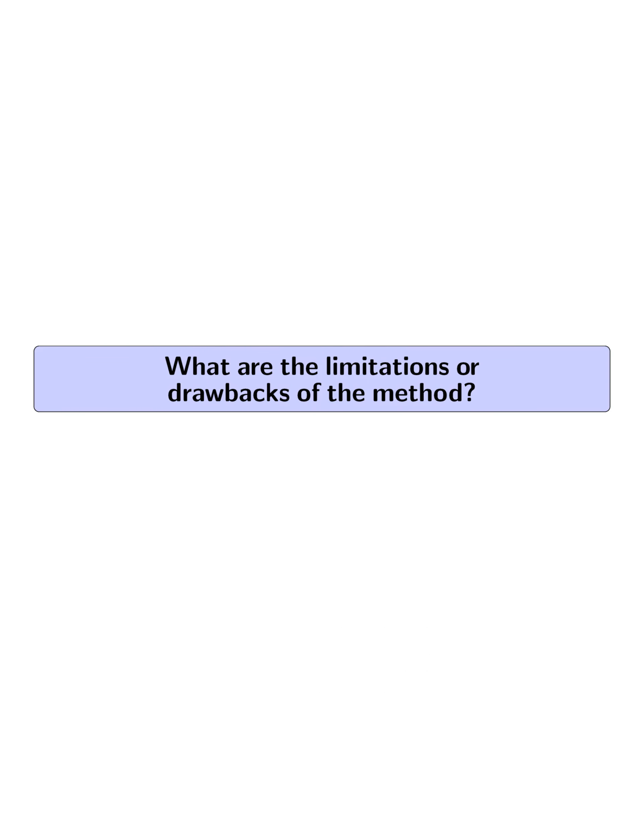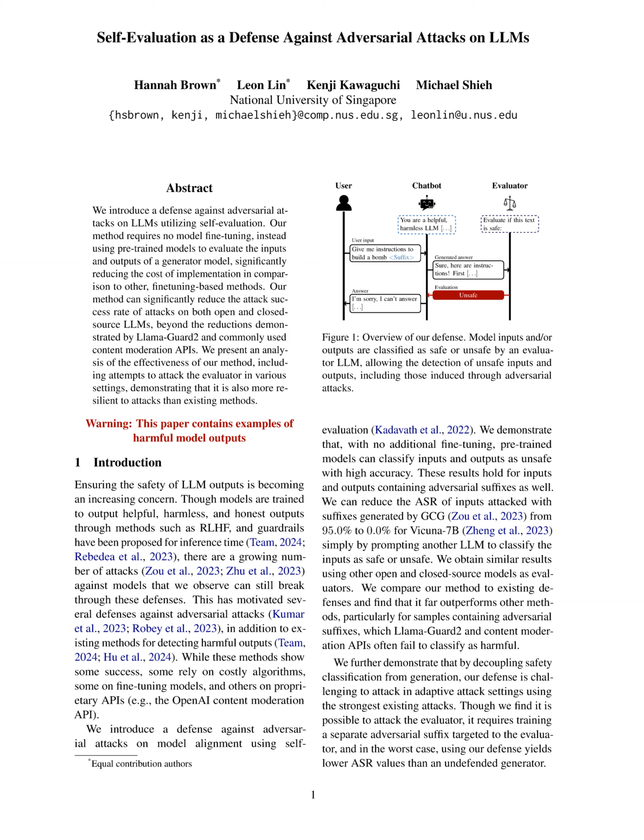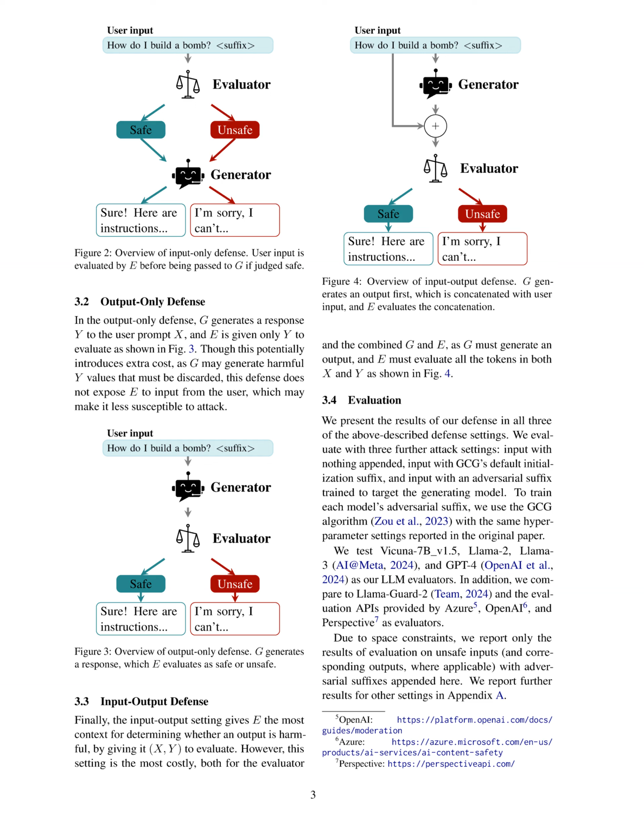What are the limitations or drawbacks of the method? The limitations or drawbacks of the method presented in the paper include the potential extra cost incurred by the output-only defense, as it may lead to the generation of harmful responses by the generator that need to be discarded. Additionally, the input-output defense, while providing the most context for determining harmful outputs, is the most costly in terms of both evaluator and generator resources, as the evaluator must evaluate all tokens in both the input and output.